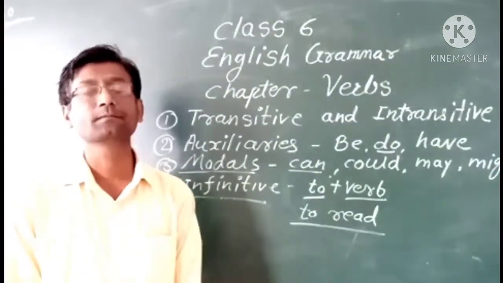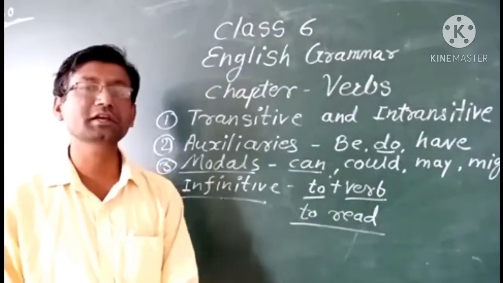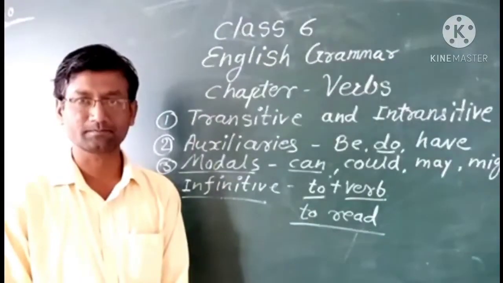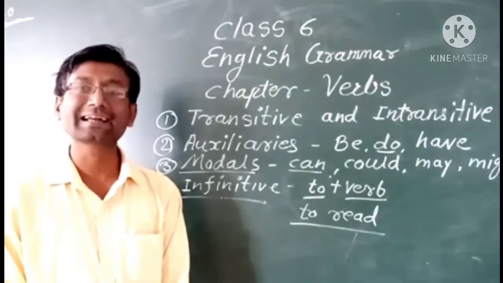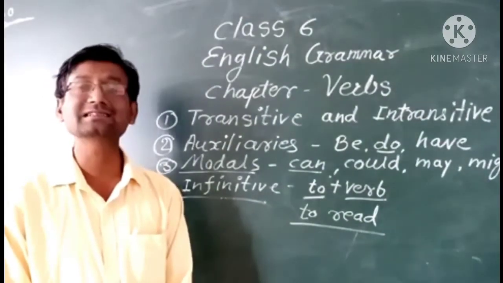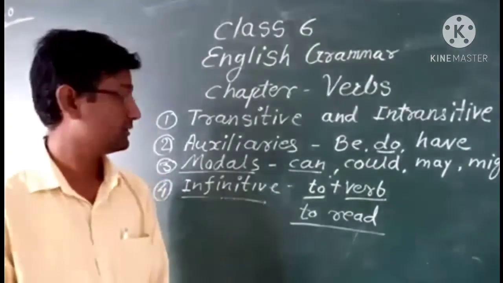Say the sentences. I like to read newspaper. To read newspaper, that is an infinitive verb. My hobby is to play cricket. So to play is the infinitive. I hope you understand the verbs and its types.